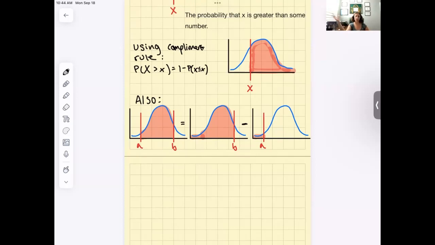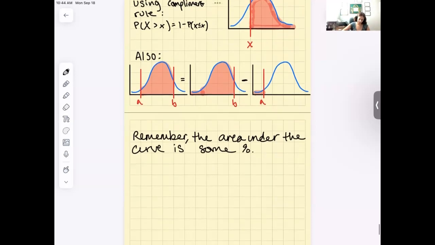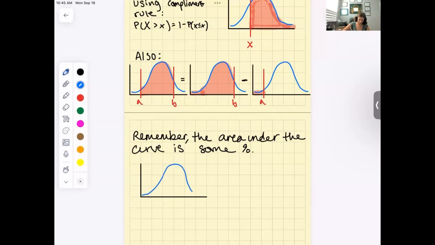Okay, so remember the area under the curve represents some sort of percentage. So if we have a graph, let's say this number is 10. And we are shading everything to the left of that.